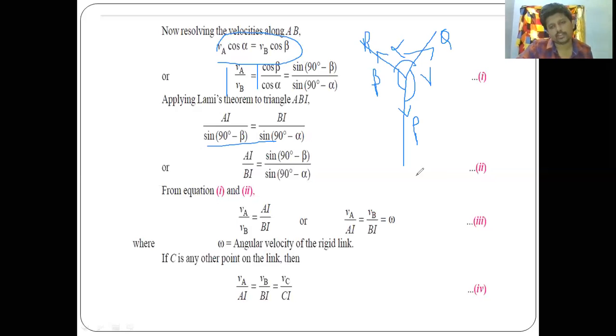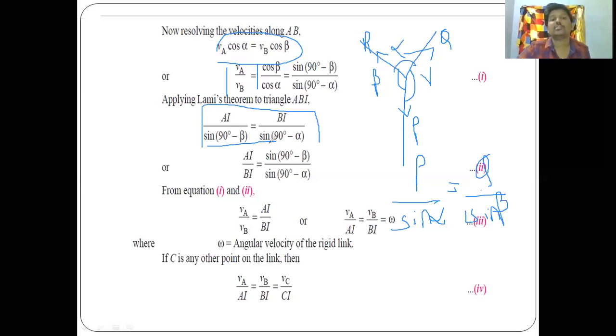Lami's theorem explains that a force divided by the sine of the angle opposite to it is constant. That means P over sine of the angle opposite to P, which is alpha, is equal to another force Q over sine of the angle opposite to Q, which is beta. So this is what Lami's theorem is. You can see from the triangle in the diagram on the previous slide, we can write this triangle. I'll show you how. I think you understood what Lami's theorem is.